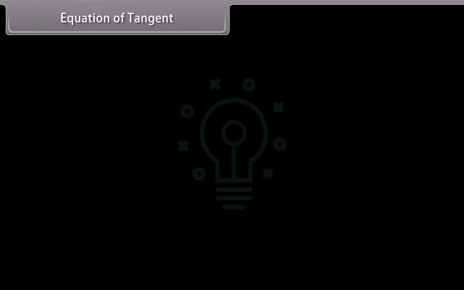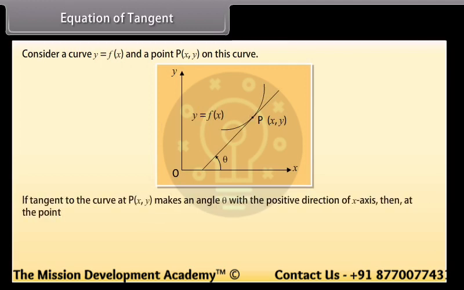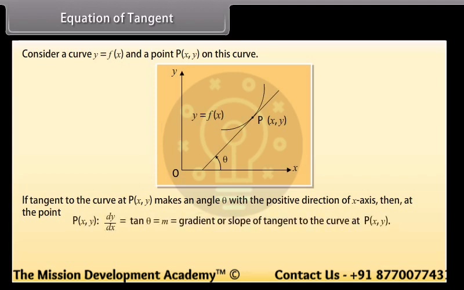Equation of tangent. Consider a curve y is equal to f of x and a point P(x, y) on this curve. If the tangent to the curve at P(x, y) makes an angle theta with the positive direction of x-axis, then at the point P(x, y), dy by dx is equal to tan theta is equal to m is equal to gradient or slope of tangent to the curve at P(x, y).